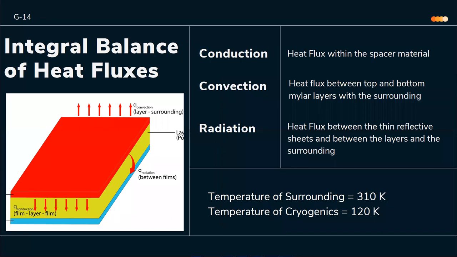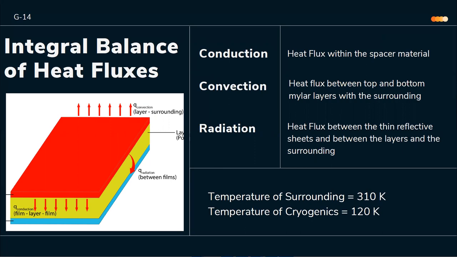Thus, the system under consideration contains all three modes of heat transfer, which are conduction, convection, and radiation. The MLI system is surrounded by air, which causes convection with the outer layer. Another mode of heat loss taking place here is radiation. The heat rays radiated by the surrounding walls are reflected back when they strike the outer layer, and the ones that do enter further are reflected back by the inner layer. Thus, there is radiation taking place between the layer and the surroundings and also within the layers. Conduction also occurs through the added yellow spacer layer.